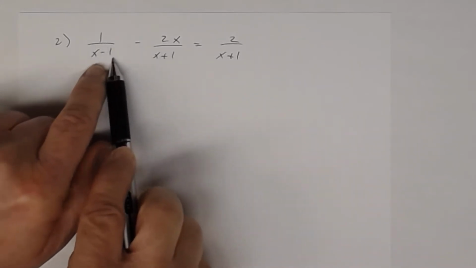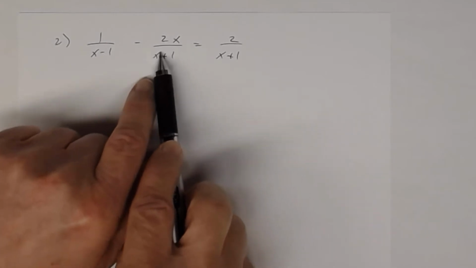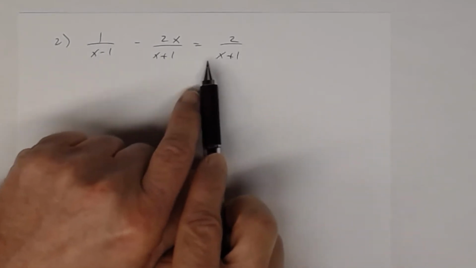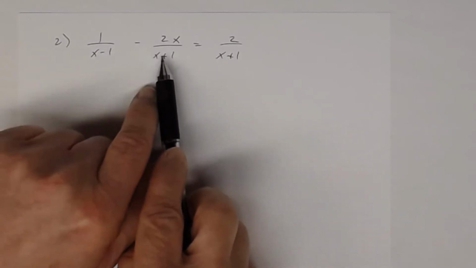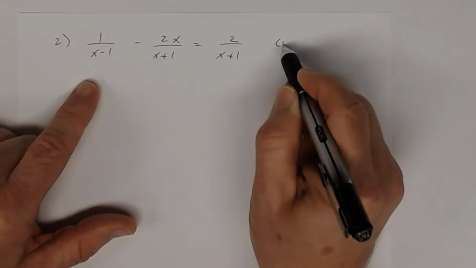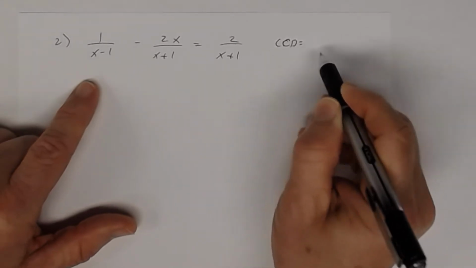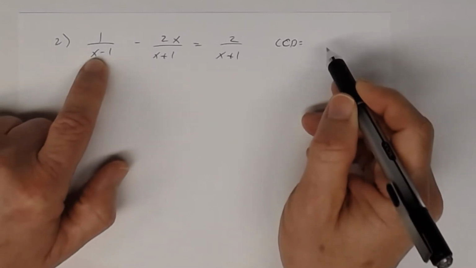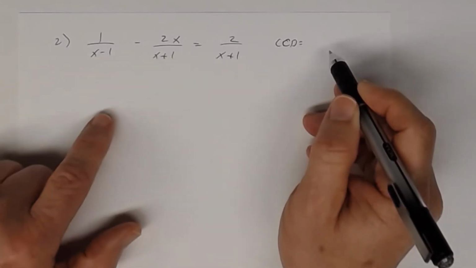And all of these are linear factors, and the GCF of each one is 1. So in terms of factoring first, there's nothing I need to do. All I've got to do now is remember, when finding the least common denominator, the least common denominator is a product of all of the factors that you see in the denominators.